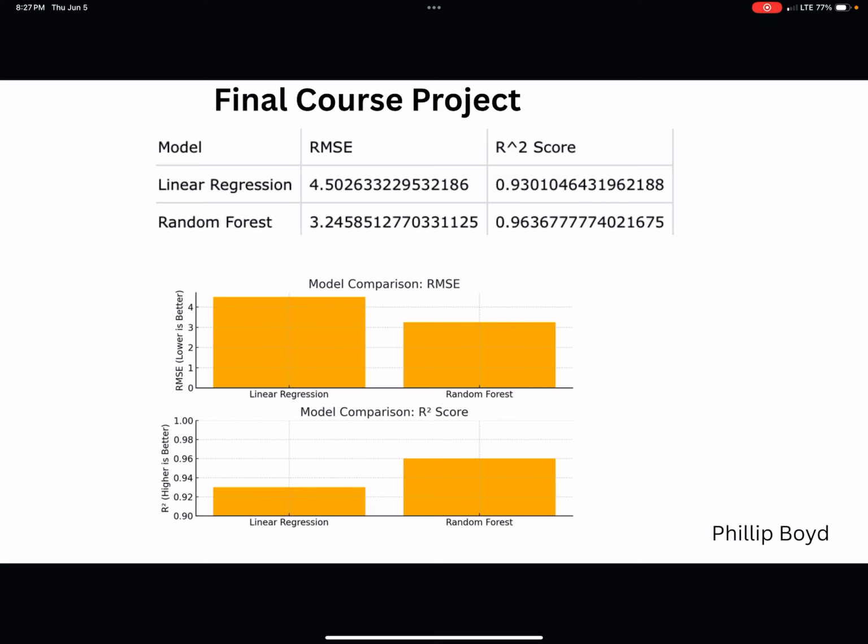Although I didn't implement full k-fold cross-validation due to running out of time, I'm very busy at the moment, I ensured fairness by using the same random seed and test split across both models.